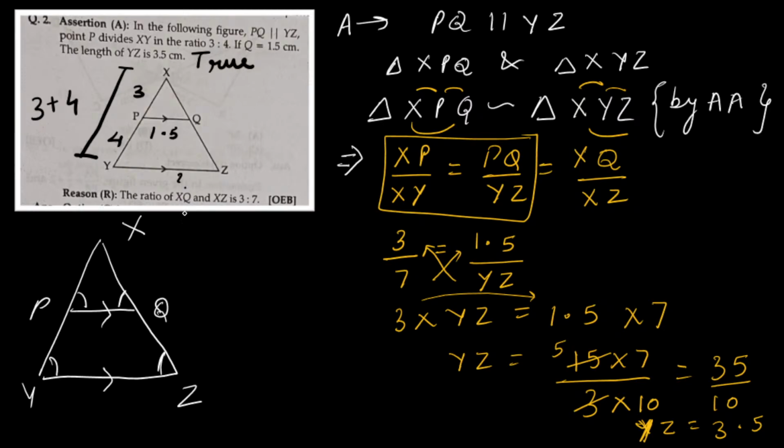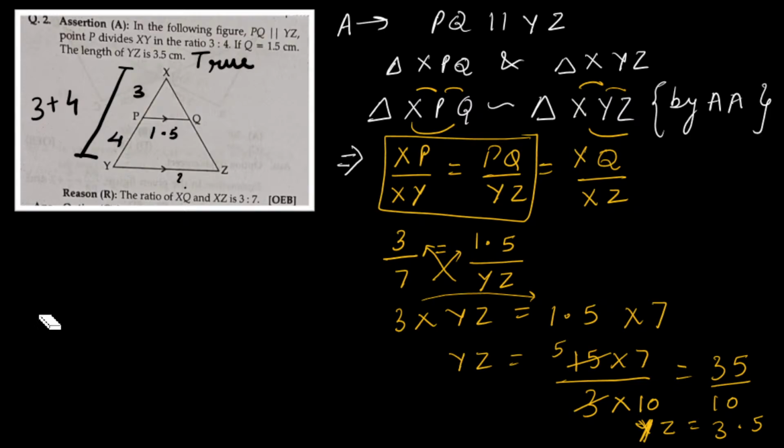Okay, the ratio of X. Okay, I think question number 2, let me see, I think this is incomplete. The ratio of XQ and XZ is 3 is to 7. Okay, this is a connected question only. So what is the ratio of XQ? The third thing now, we have to find XQ and QZ.